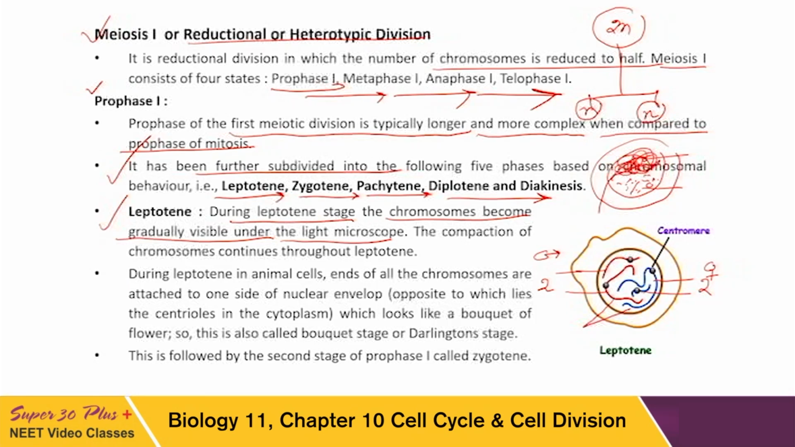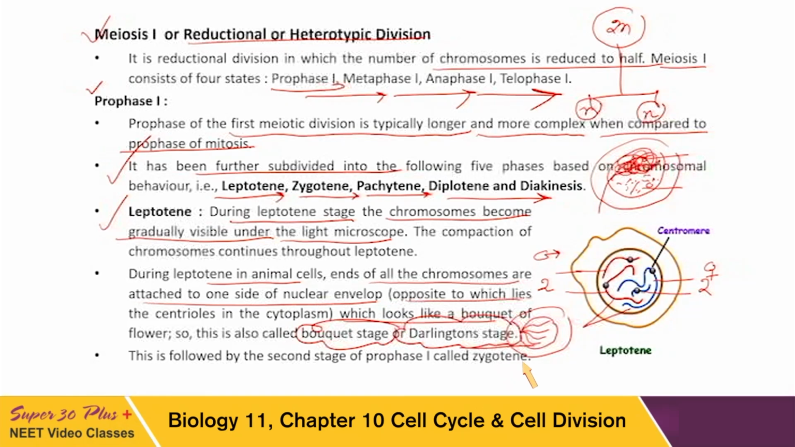will make the other pair. So during leptotene in an animal cell, one end of the chromosomes is attached to one side of the nuclear membrane. This is the nuclear membrane. You know, the nuclear membrane is intact even at present. It has started disintegration. So one end of these chromosomes is attached to the nuclear membrane, opposite to which lies the centriole, which looks like a bouquet of flowers. So this leptotene stage is also known as the bouquet stage, or the Darlington stage, discovered by Darlington. And after this, it is followed by the zygotene phase.